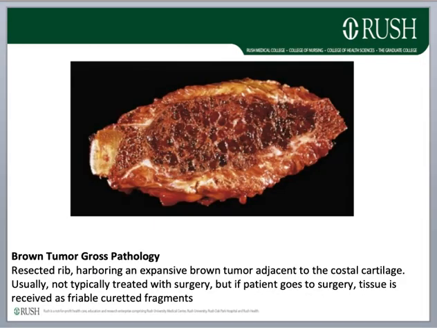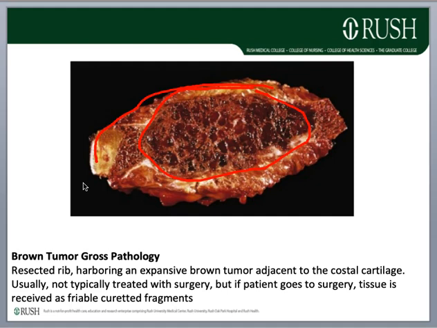Another form of bone involvement with primary hyperparathyroidism is the formation of so-called brown tumors. They're given the name brown because they are very vascular and thus have a rusty, reddish brown type appearance. This is an expansive brown tumor. These are not neoplasms. They're called tumors because it's a nonspecific term meaning swelling or growth. This is a cross-section of rib, so that's the costal cartilage on the surface here and along the edge.